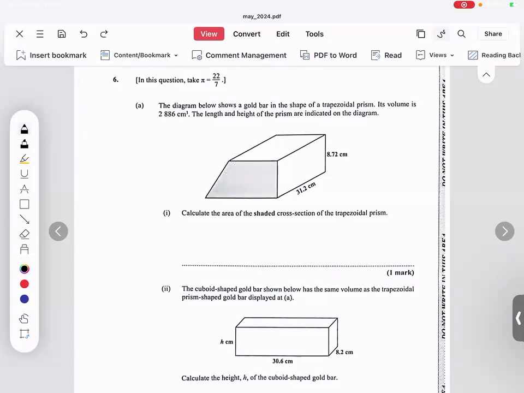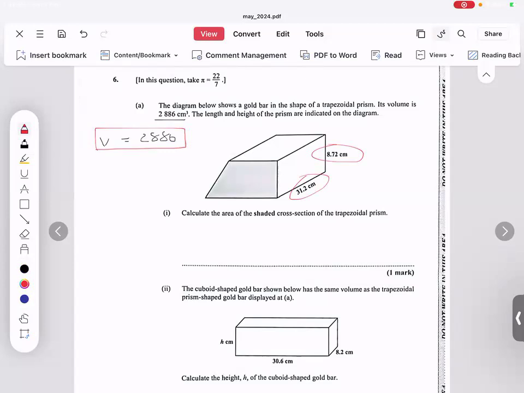All right, let's continue. We are told that the volume is 2,886. So basically, we are told that V is equal to 2,886. All right, cool, no problem. The length and height of the prism are indicated. So the height of the prism here is 8.72 and the length of the prism is 31.2, and these units are the same.